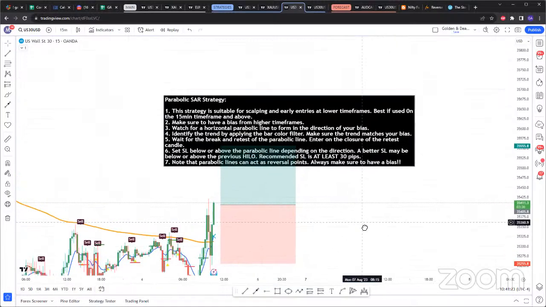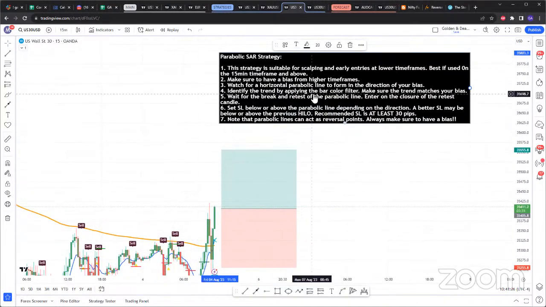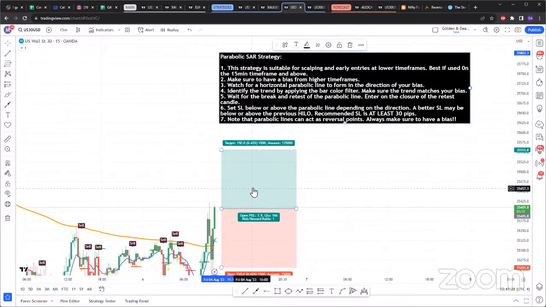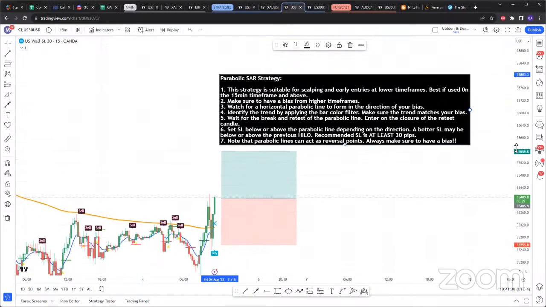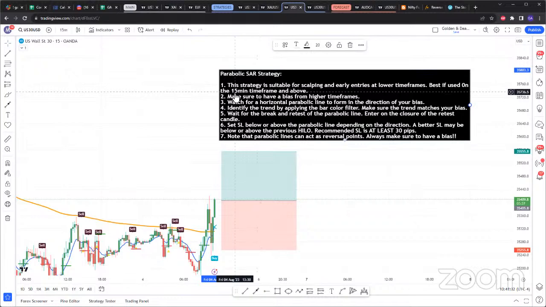But anyway, let me go over this. You see this parabolic strategy right here. Actually, this is more of a note: the strategy is suitable for scalping and early entries at lower time frames, best used on the 15-minute time frame and above. But make sure to have a bias from higher time frames. So this is the reason.